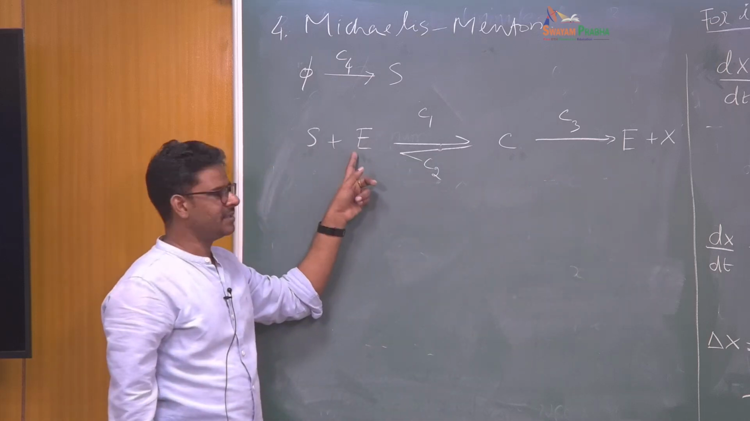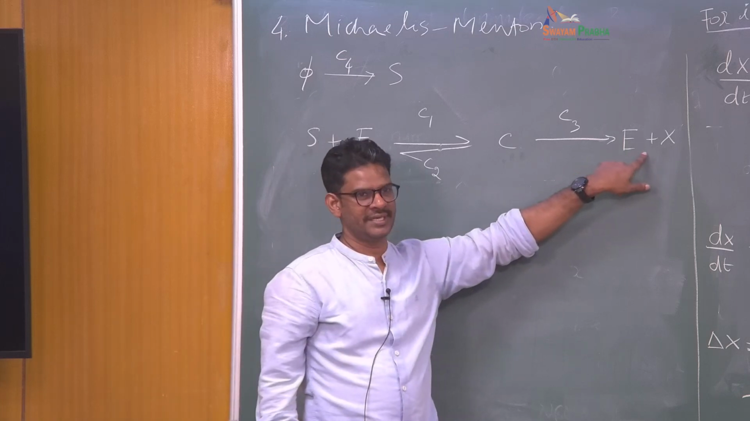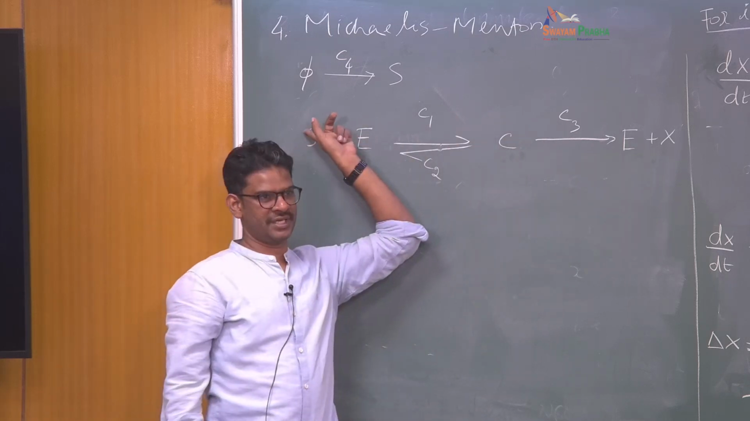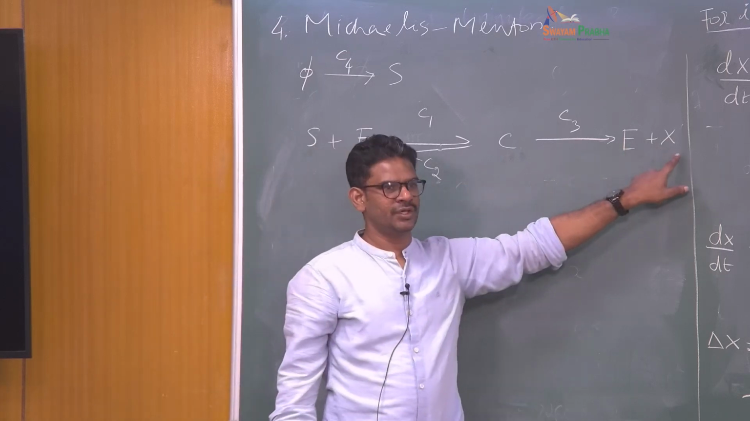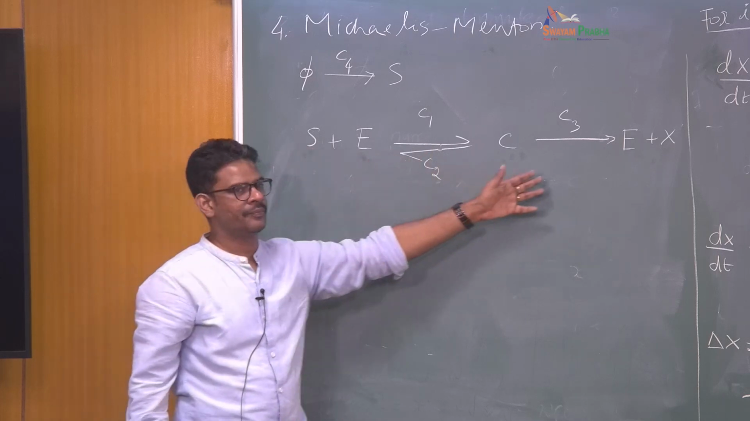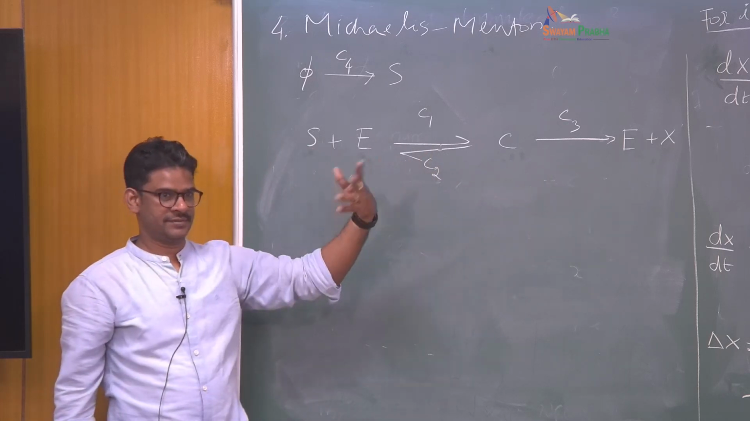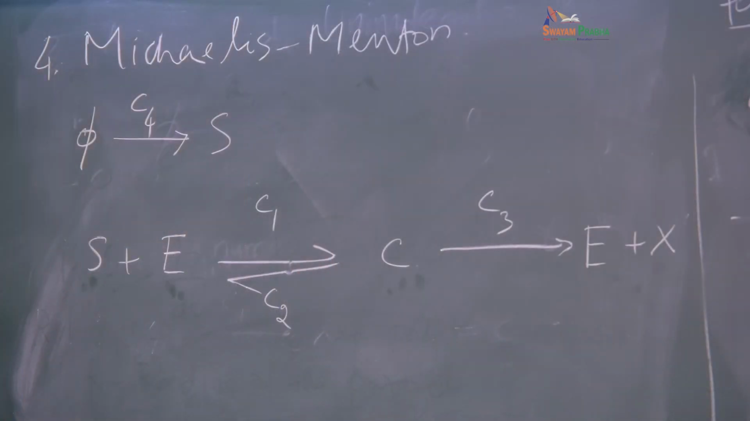Every one enzyme combines with one substrate and gives a complex. That complex decomposes into an enzyme back, so this enzyme can come back to this reaction again, and then effectively one substrate is converted into one product X. In addition to this, if you look at this problem, enzyme is conserved but substrate is consumed, so this reaction will come to a stop at some point of time.